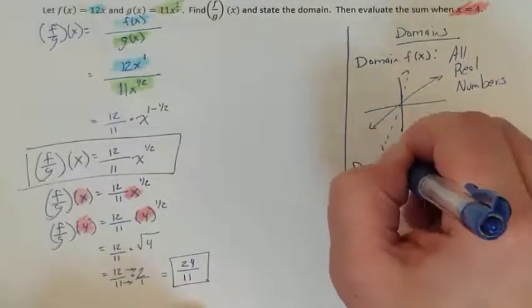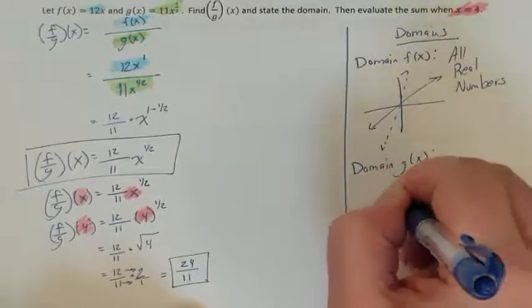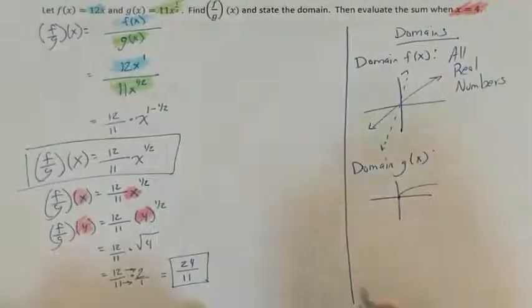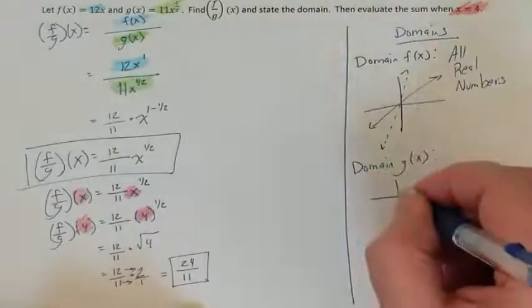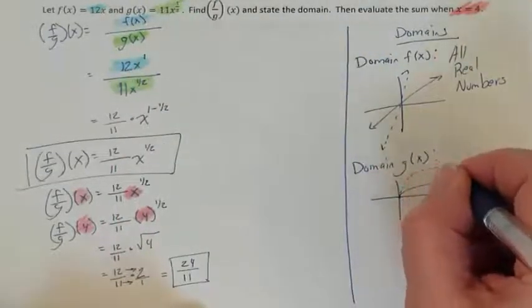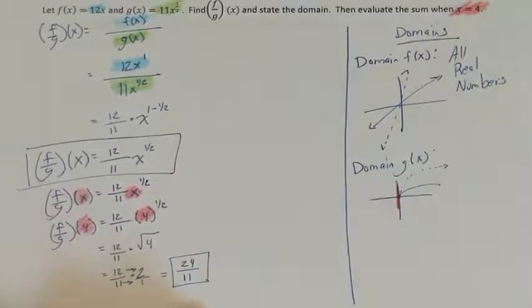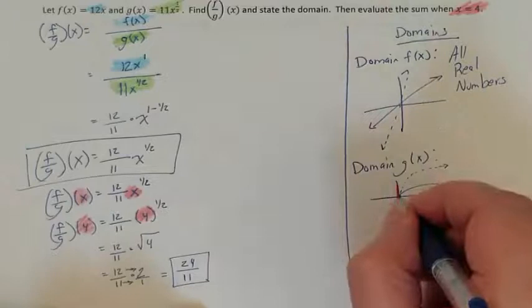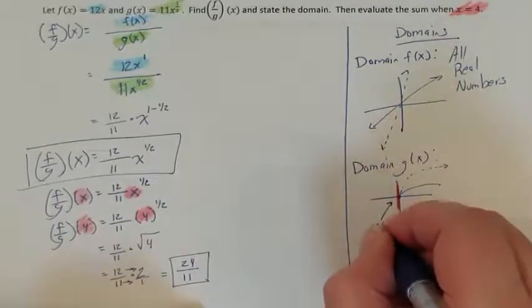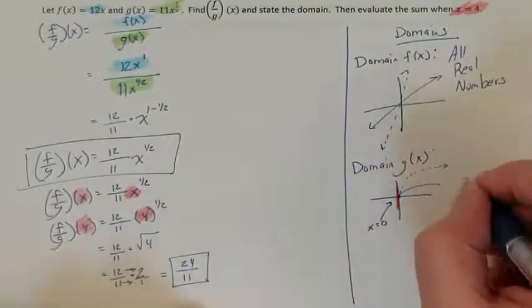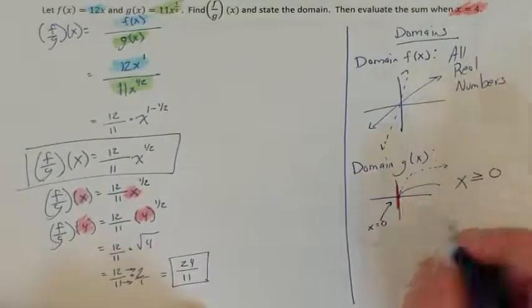Looking at the domain of my g of x, this is an x to the 1/2. X to the 1/2's parent function looks like this. But this has a vertical stretch of 11, which means it's vertically stretching by 11. This is still the furthest left that this graph is going to go. The last x point you're going to see in use is 0. You're using all these positive x values though. So the domain of g is x is greater than or equal to 0.